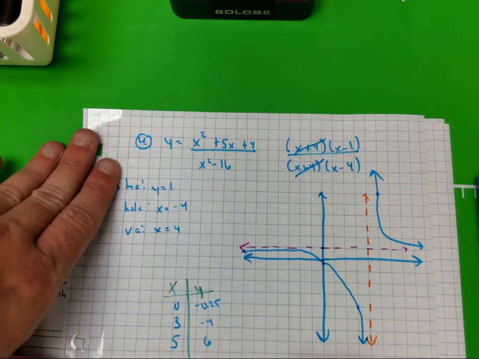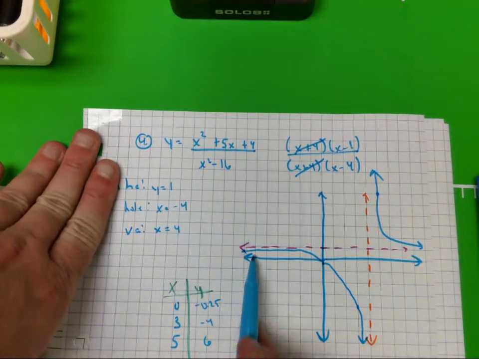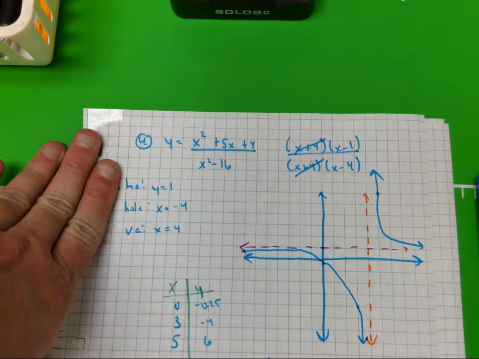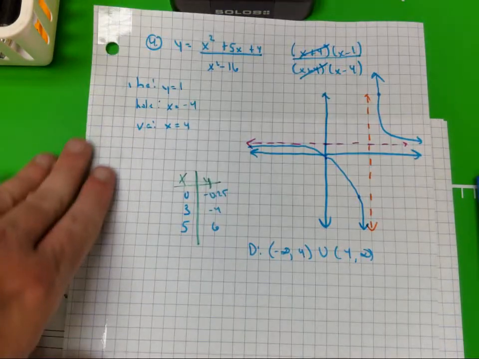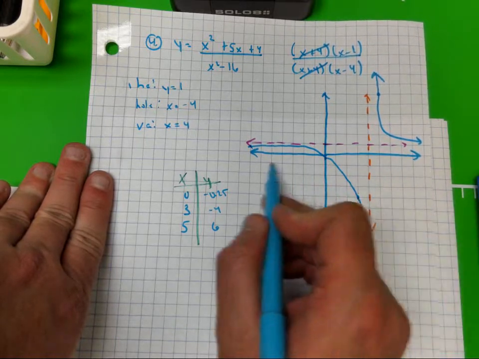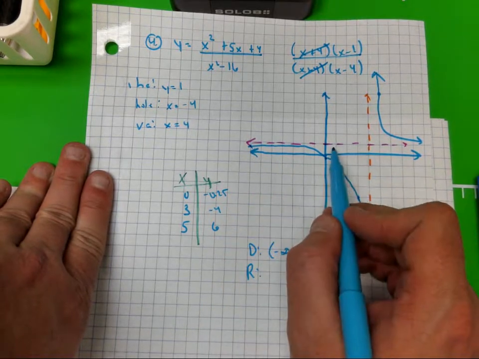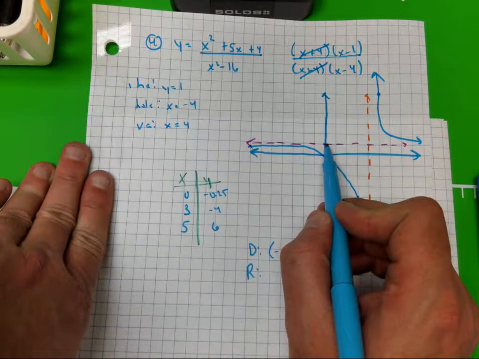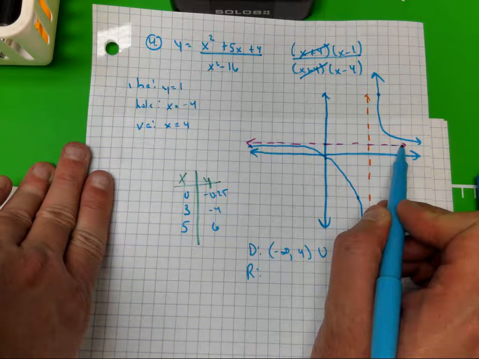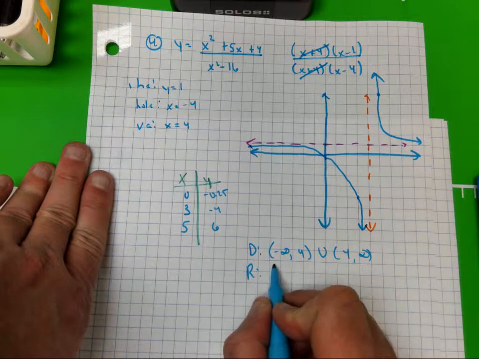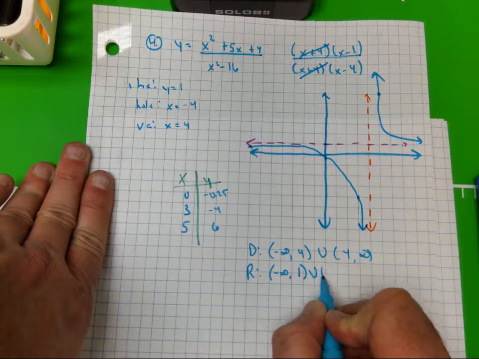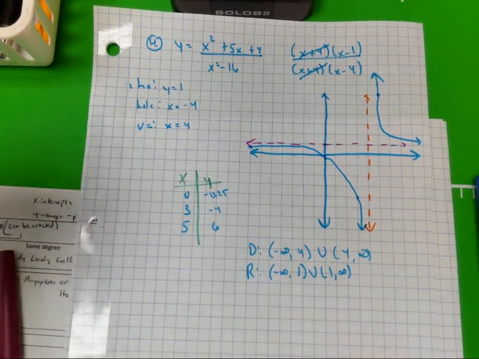Okay, your domain: start from the left. You'll have trouble till you get to this right here. So the domain is negative infinity to 4, union 4 to infinity. Range: start from the bottom, hitting it all the way out. Is anything hitting at 1? Do I hit anything when I get to 1? No. So my range would be from negative infinity to 1, union 1 to infinity.